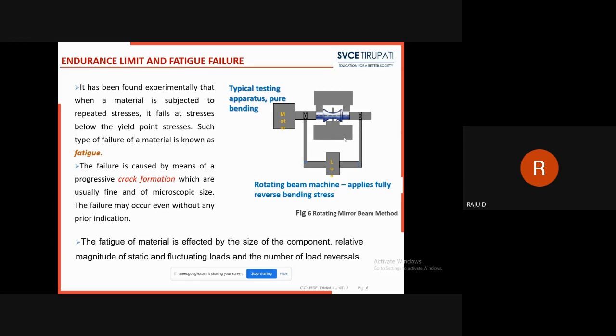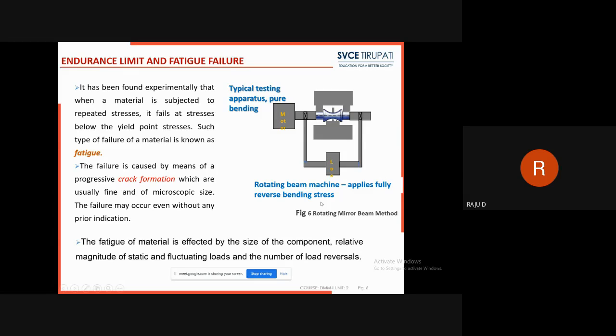Okay? So we got this entire information from the SN curve diagram based on the rotating mirror beam method. I think all of you know. But once again I clearly explained, right? One more very important point is the endurance limit. I think all of you know. Anybody can explain the endurance limit? Can you define the endurance limit?